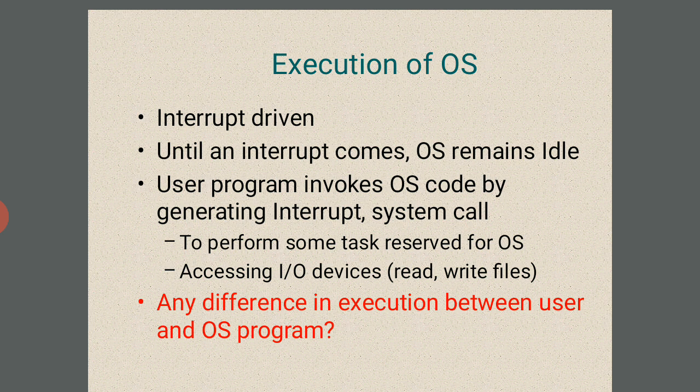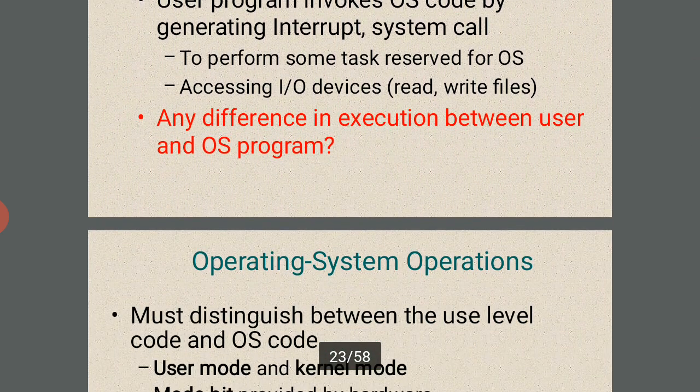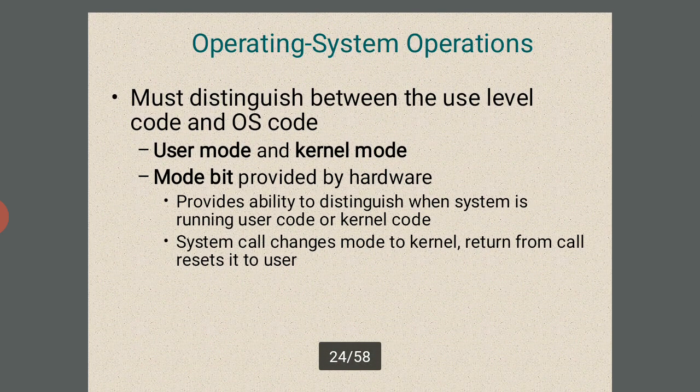Is there any difference in the execution between user and operating system programs? Operating system operations distinguish between user level code and operating system code: user mode and kernel mode. Mode bits provided by hardware give the ability to distinguish when the system is running user code or kernel code. A system call changes the mode to kernel, and return from the call resets it to user.